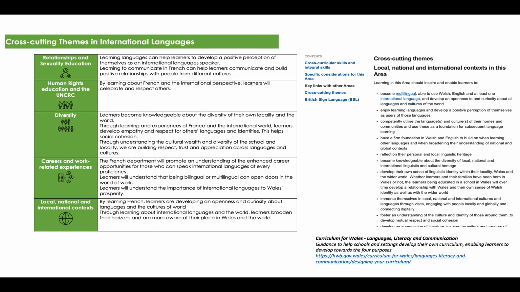It's important to say that all of this information can be found in the LLC guidance. It has just been written and interpreted in a way that is specific to international languages, which is why it is so important for you to take the time to engage with and make sense of the framework.